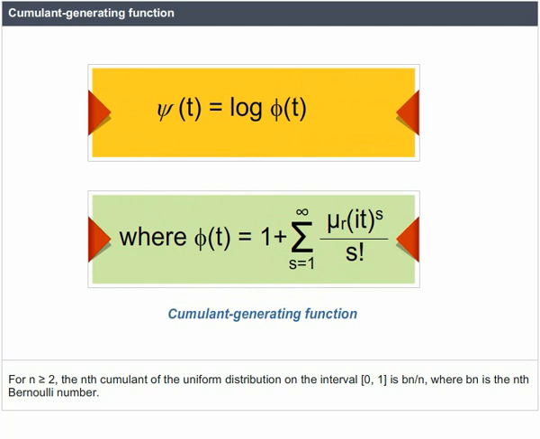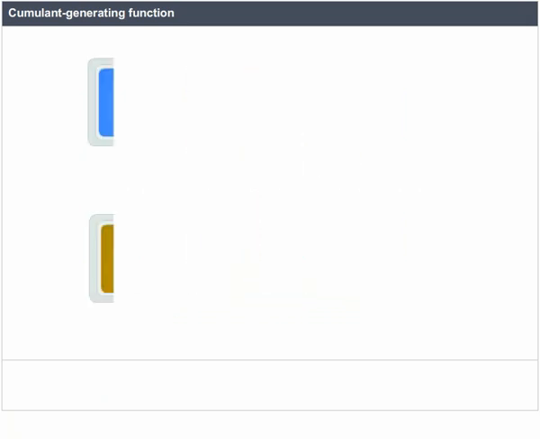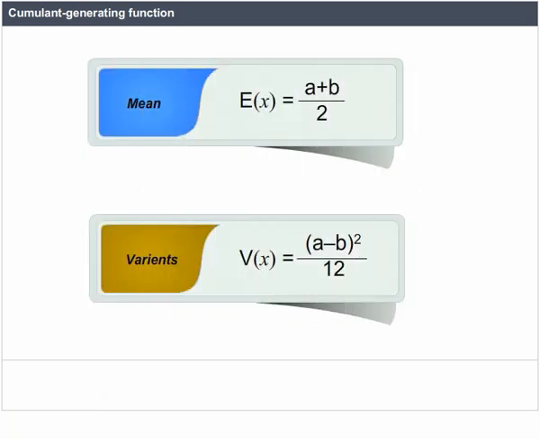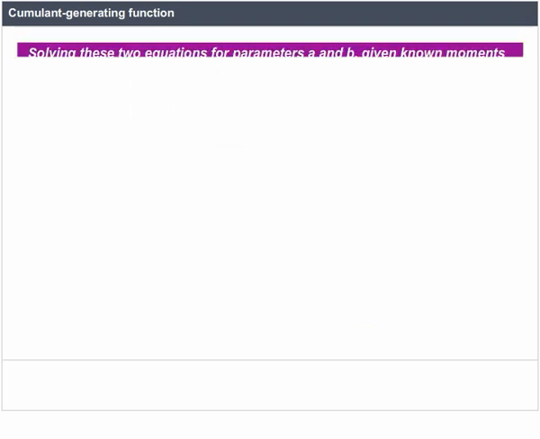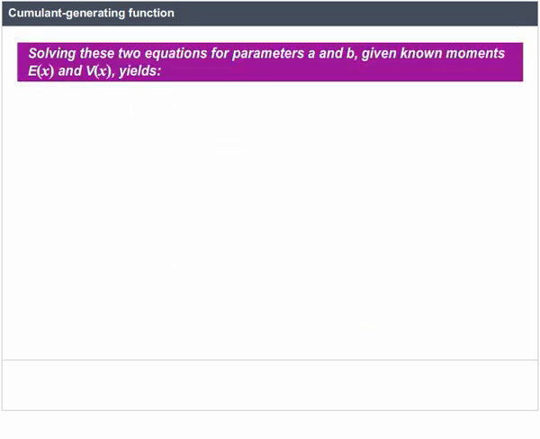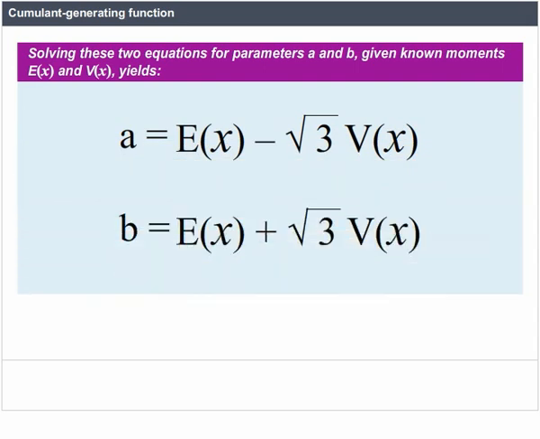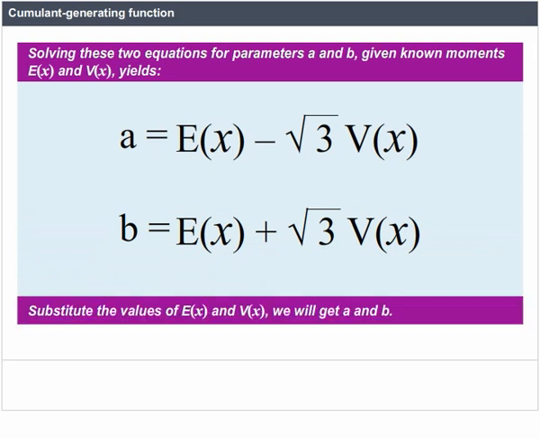Mean: expectation of X equal to (a plus b) by 2. Variance of X equal to (b minus a) whole square divided by 12. Solving these two equations for parameters a and b, given known moments expectation of X and variance of X, yields a equal to expectation of X minus square root of 3 into variance of X, b equal to expectation of X plus square root of 3 into variance of X. Substitute the values of expectation of X and variance of X, we will get a and b.